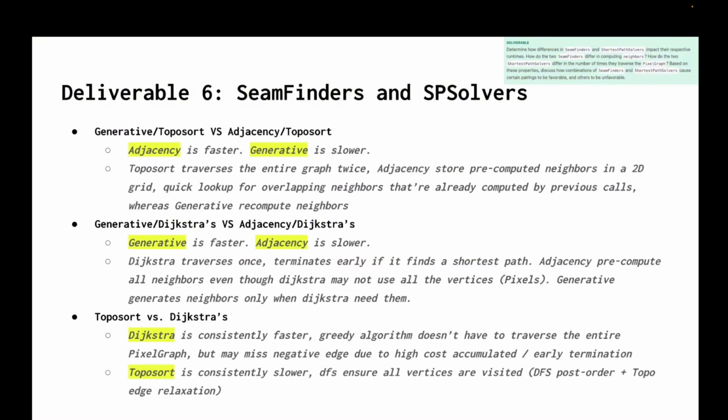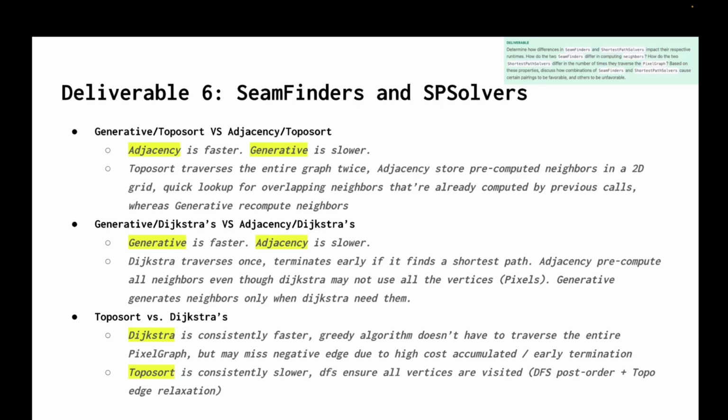Based on these properties, we can tell the adjacency topological sort would be faster than generative topological sort. Because topological sort already traverses the entire graph anyway, adjacency will be able to store them and have quick lookup if there are any overlapping neighbors that are already computed by previous calls, whereas generative will need to recompute the neighbors over and over again. But generative Dijkstra will be faster than adjacency Dijkstra. Dijkstra only traverses once, and it terminates early if it finds a shortest path early. Adjacency pre-computes all the neighbors, even though they might be useless. Generative would only compute neighbors when Dijkstra needs them.